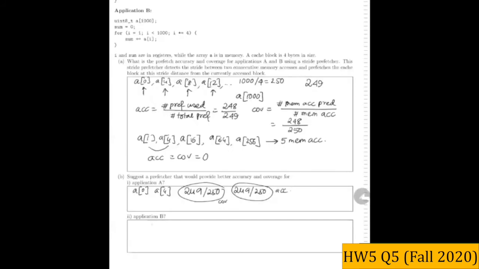Now let's suggest a prefetcher that would provide better accuracy and coverage for application B. Most common prefetchers such as stride, stream, and next block prefetchers would not improve prefetch accuracy for application B, as application B does not have an access pattern for which prefetchers are commonly designed. So in this case, some form of pre-execution based prefetcher like Runahead execution could help improve prefetch accuracy.